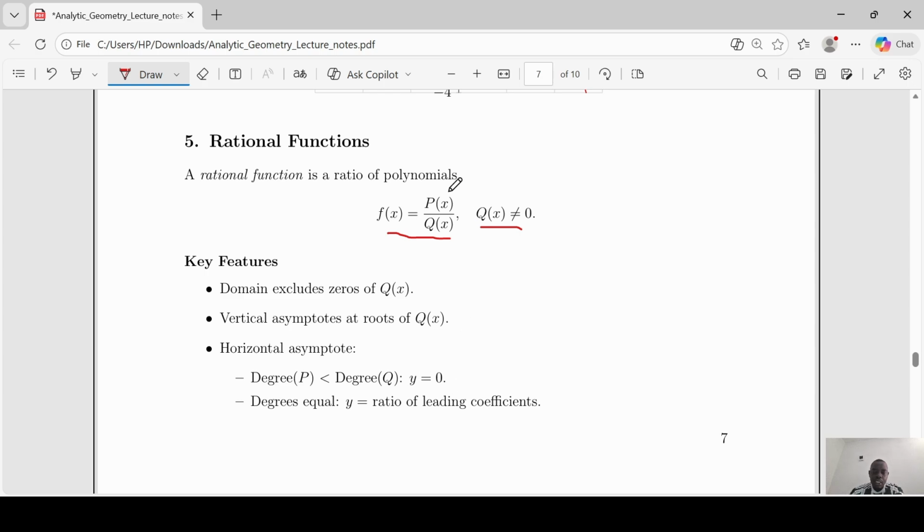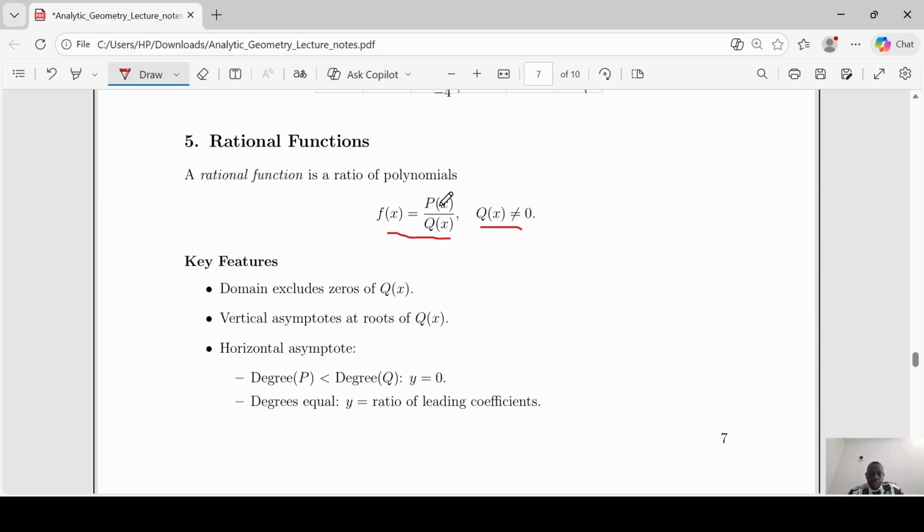The degree is just the highest power of the polynomial. For example, here when we say the degree of p, we mean the degree of p of x. When you have a polynomial like a quadratic equation or a quadratic function, the highest power is 2. So that highest power of 2 becomes the degree. When you have a cubic function, the highest power is 3. So the degree of a cubic function is 3. When the highest power is 4, the degree is 4.